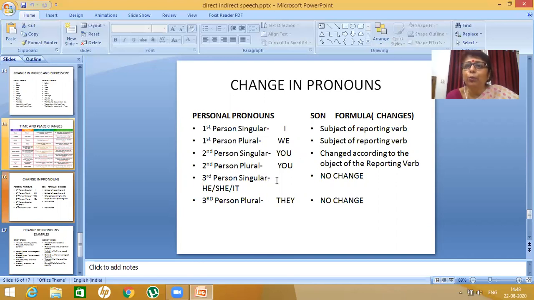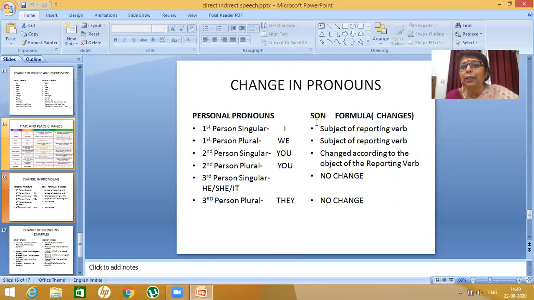Second person, you know that it is you, both in singular as well as plural we say you, and it is changed according to the object of the reporting verb. And the third person, that is he, she, it in singular, and they in plural, there will be no change. Hence we are getting this sun formula. See, subject S. So the first person it is S, subject.